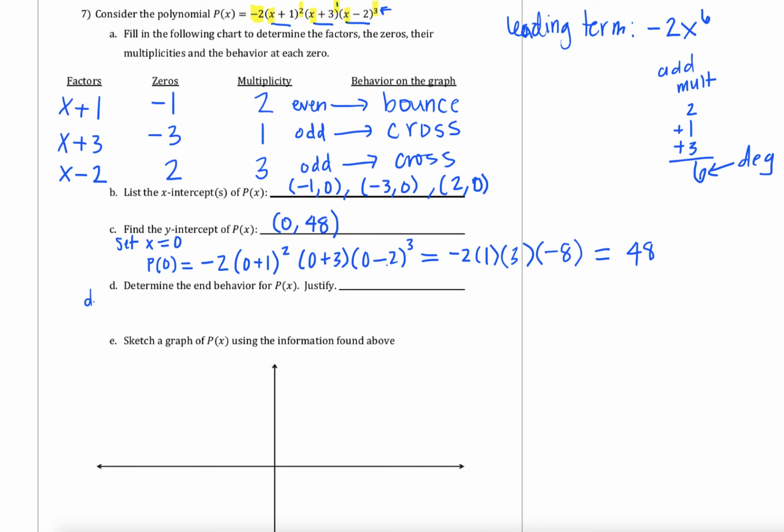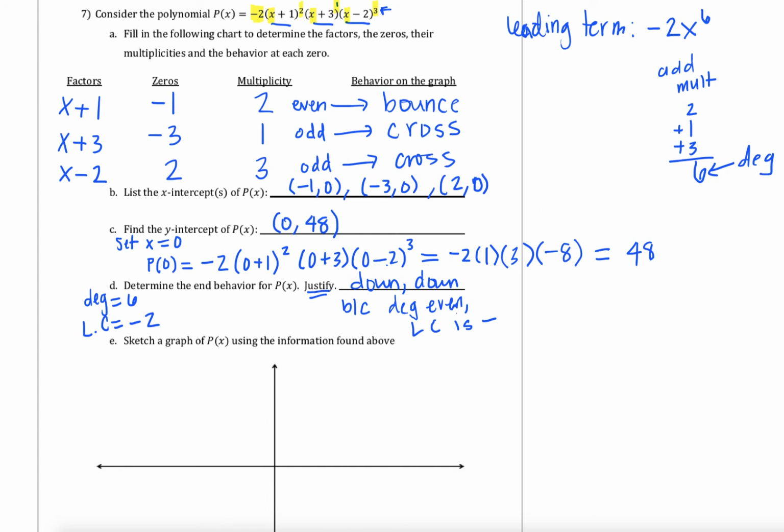Using that information, the fact that we know that our degree is equal to 6, and our leading coefficient is equal to -2, why don't you guys pause the video and determine the end behavior. So in this case, I have an even degree, and I have a negative leading coefficient, so my end behavior is going to be down, and then down, and that happens because my degree is even, and my leading coefficient is negative. And remember, we are asked to justify, so we have to explain our answer there.